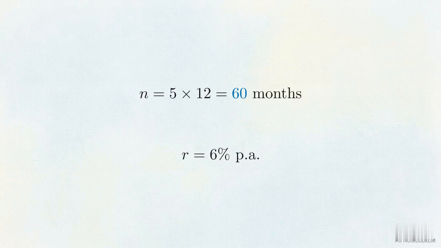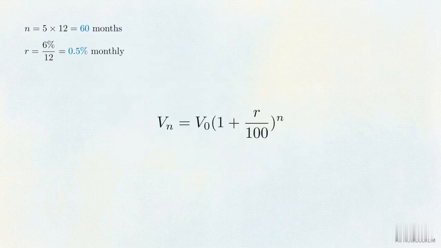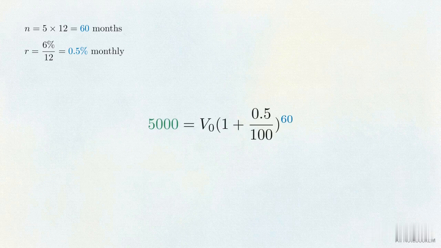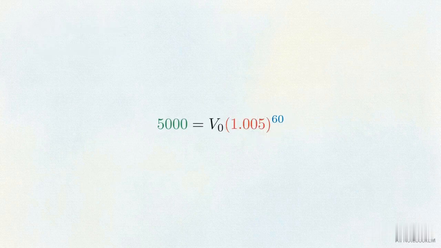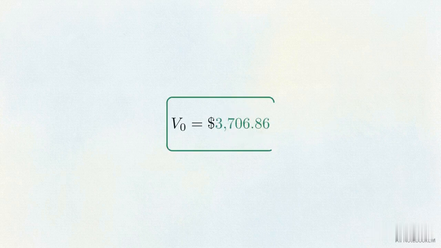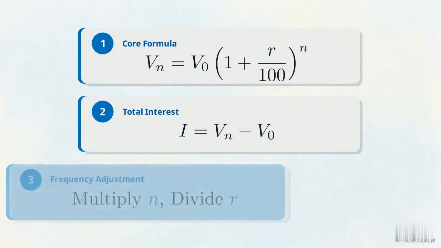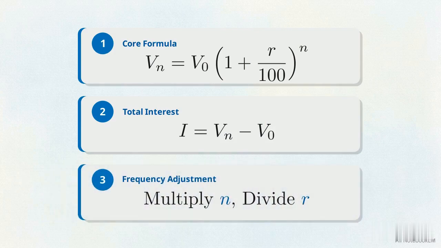To solve this, we multiply 5 years by 12 to get 60 months. Then we divide the 6% rate by 12 to get a monthly rate of 0.5%. We set the final goal of $5,000 equal to the principal times 1.005 to the 60th power. Dividing 5,000 by that growth factor shows we need a starting principal of $3,706.86.